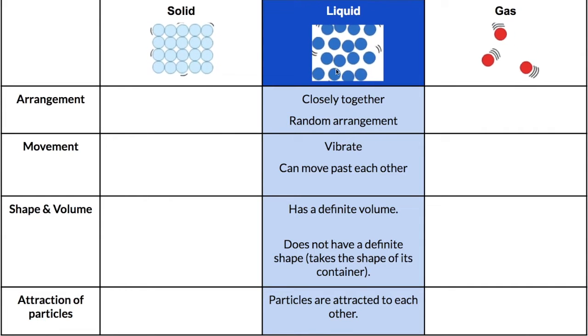They vibrate and they can move past each other. They have a definite volume, but they do not have a definite shape. They take the shape of their container. For example, if you pour water into a cup, it takes the shape of the cup.